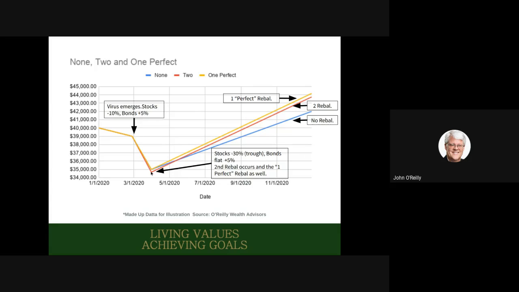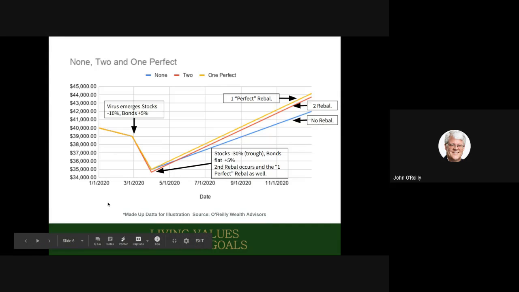What happens is that the market's so turbulent at this point that bonds can only go up so much when people are doing all these rebalances. So let's say the bonds stay flat there. And that's kind of similar to what happened, by the way, with the coronavirus. So at this lowest point in the year for stocks, the second rebalance occurs for the person doing two. And then the one perfect rebalance is done for that lucky advisor that got the timing exactly right.